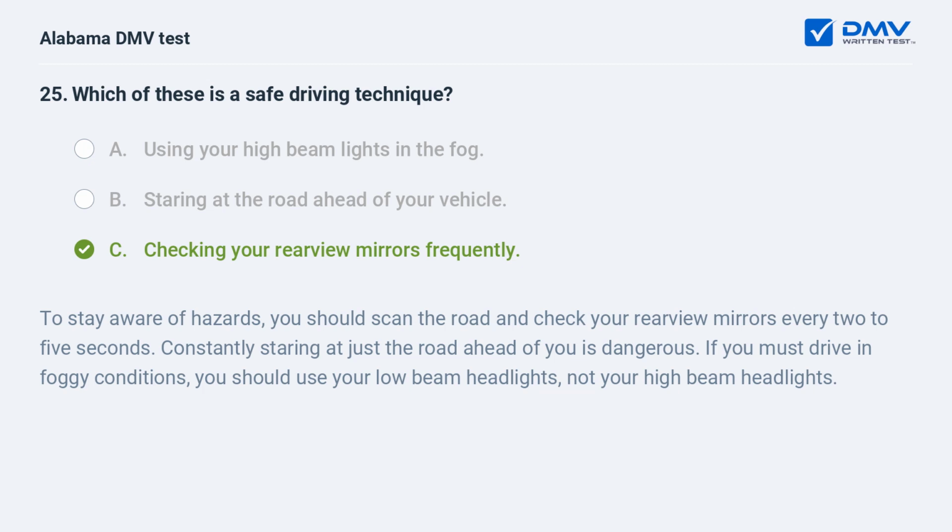To stay aware of hazards, you should scan the road and check your rearview mirrors every 2 to 5 seconds. Constantly staring at just the road ahead of you is dangerous. If you must drive in foggy conditions, you should use your low beam headlights, not your high beam headlights.